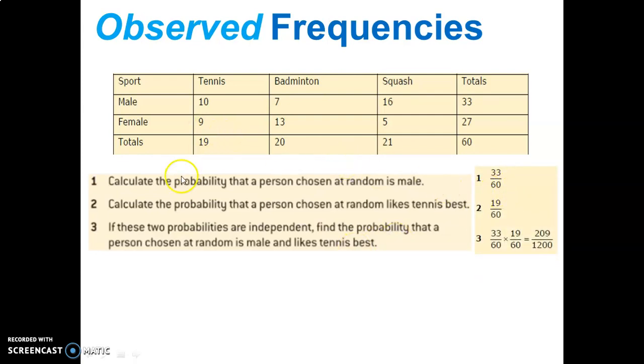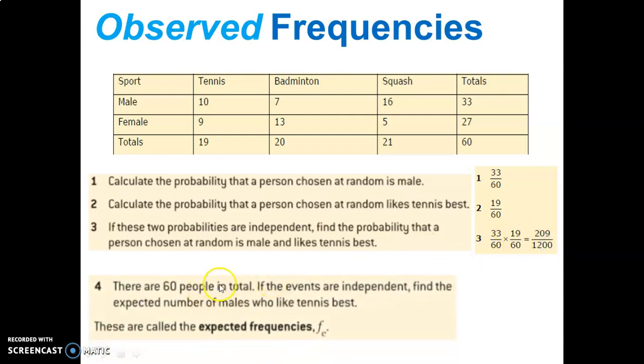Number one was, what's the chance it is a male? Well, we know we have a total here of 33 males out of the group of 60, so your probability of selecting a male is 33 out of 60. Likewise, for tennis, the total of people who prefer tennis is 19, therefore 19 out of 60 is that probability. And finally, if they're independent, to find the probability of a male person liking tennis, we just multiply the two probabilities. So for male and tennis, we multiply and we get this probability here.